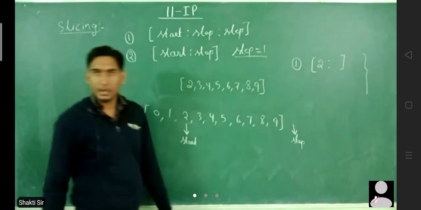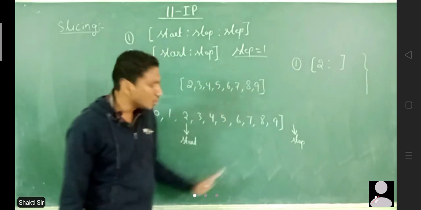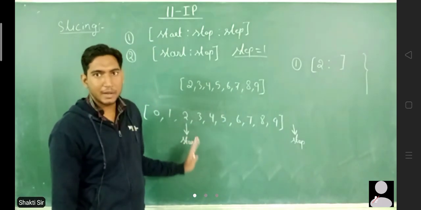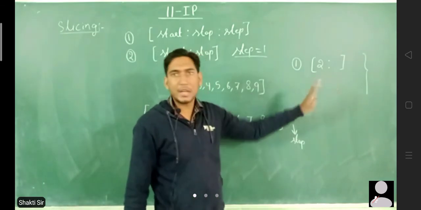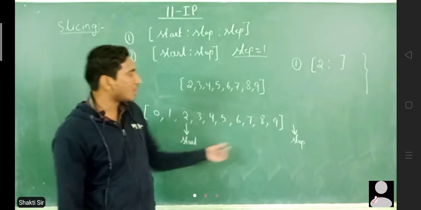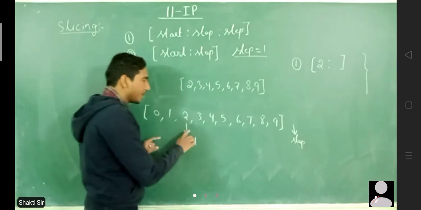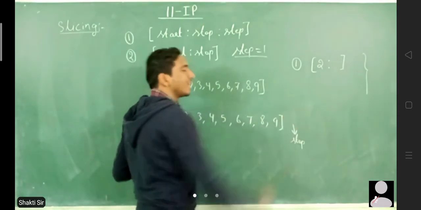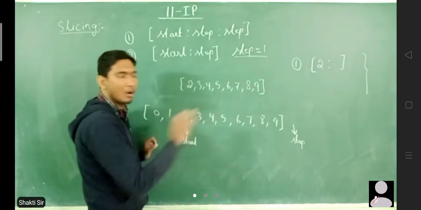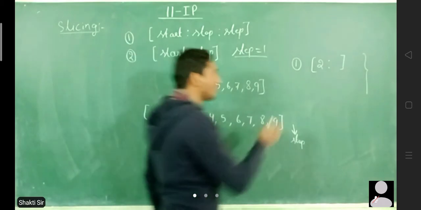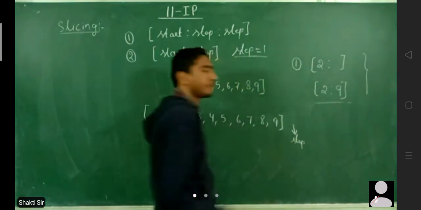Because I have passed a value of start, that is 2, the item at index 2 is the first. And because we have not passed any value for the stop, stop will be considered somewhere after 9. So we start from here and count all the elements up to the last: 2, 3, 4, 5, 6, 7, 8, 9. But suppose I take 2 colon 9, then what will be my output?